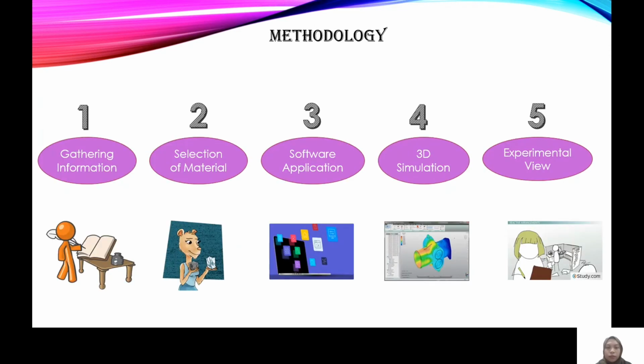The methodology of this project is classified into 5 steps. Firstly is gathering information, which means collecting information by doing research and study through articles, journals or websites related to flexure behavior on hybrid composite skateboards. The second step is selection of material. Material for testing in this project uses a combination of carbon and glass.